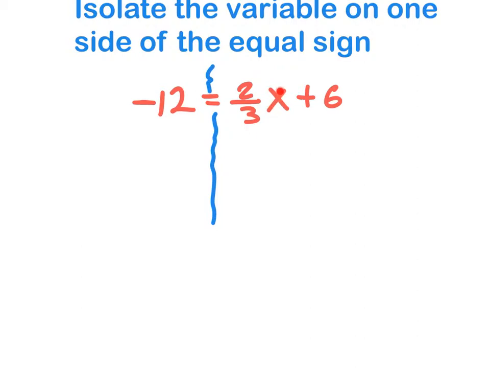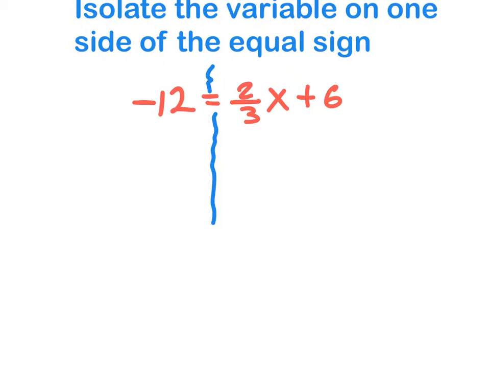X is right here. Is it by itself on the right side of the equal sign? Heck no. There's a plus 6 and there's a 2/3. Remember, X is the movie star. This is kind of like the movie star's buddy. This guy's the bum at the corner. This guy's the one you want to get rid of first. So let's get rid of the plus 6.